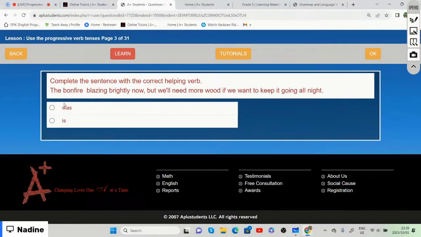The bonfire. Do we say the bonfire was blazing brightly now, or the bonfire is blazing brightly now? But we'll need more wood if you want to keep it going all night. So which helping verb do we have to use? Do we say was blazing right now or is blazing right now?